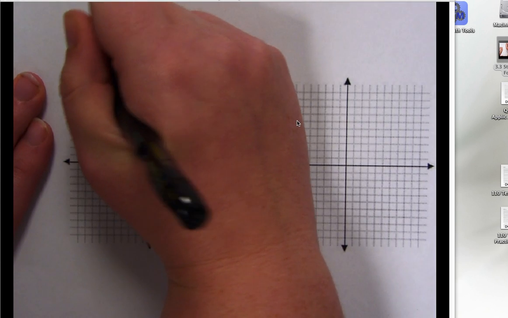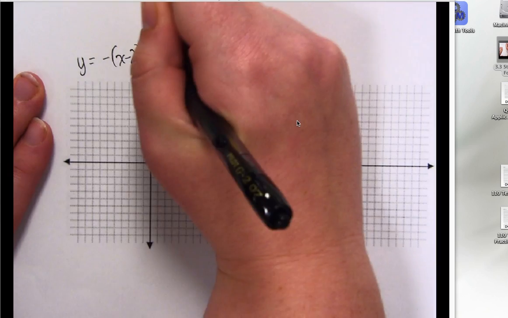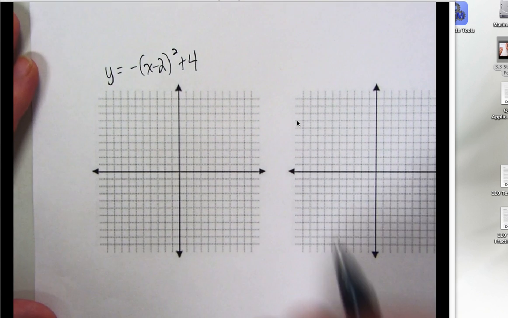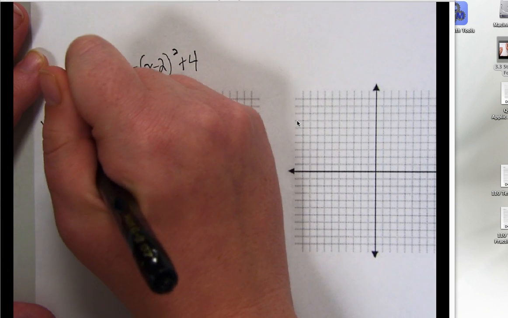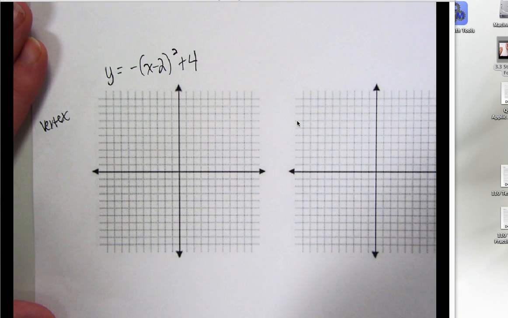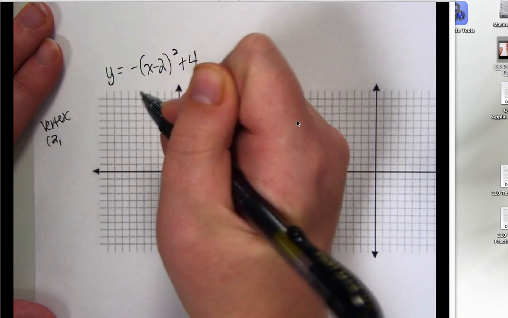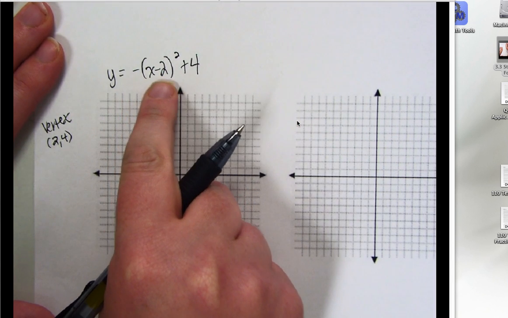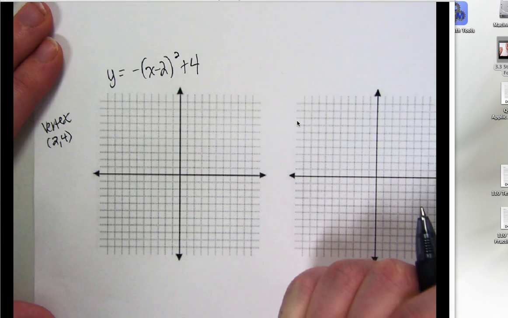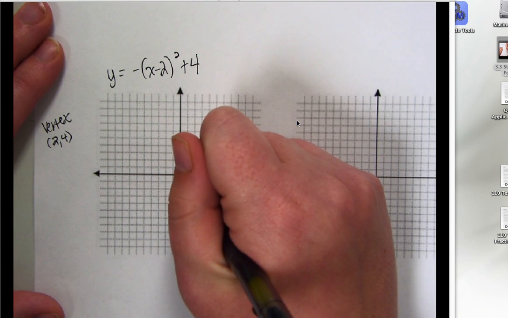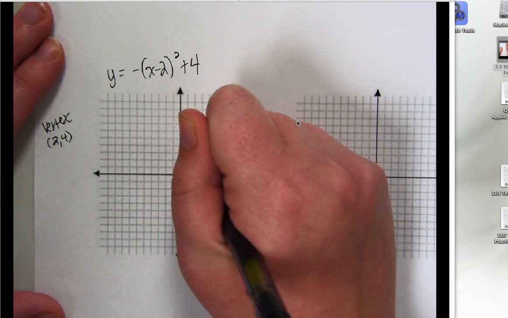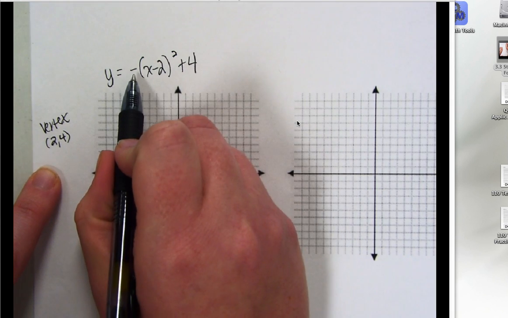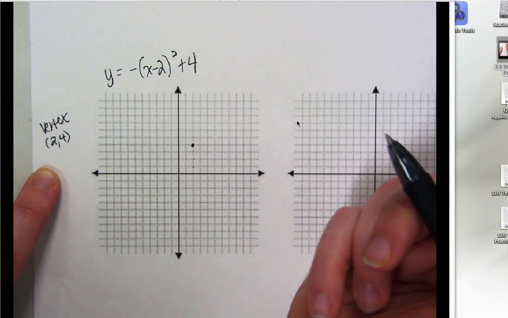The first one that we'll do is y equals negative quantity x minus 2 squared plus 4. Let's start with identifying the vertex. The vertex would be 2, 4. Notice that I've changed the sign, so it was x minus the h value, so h is just 2. So I'm going to plot the vertex, right 2, up 4. And now I'm going to use symmetry and the a value to find 2 more points.